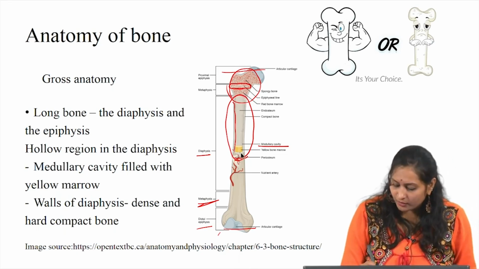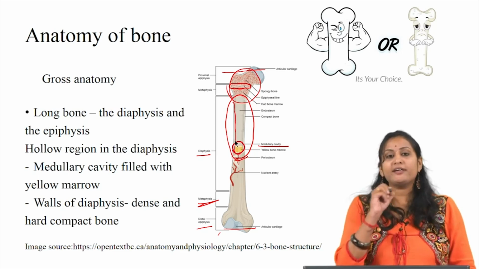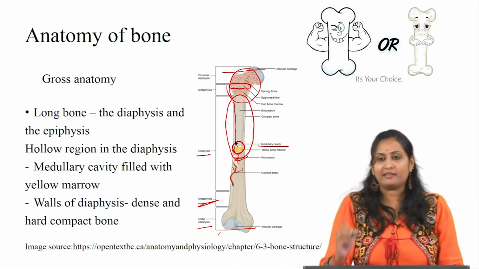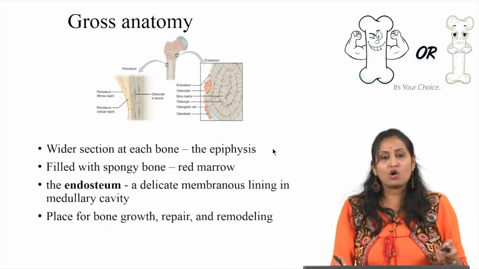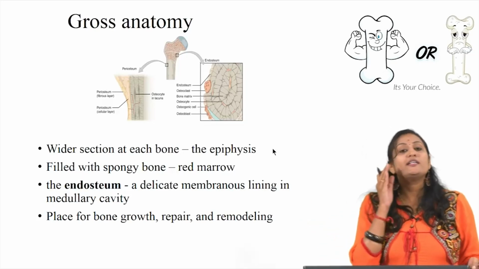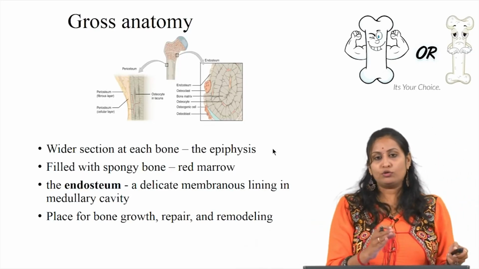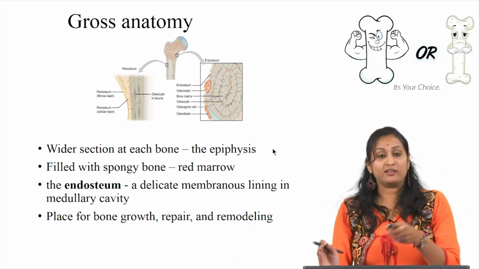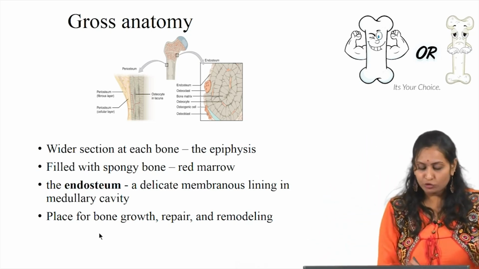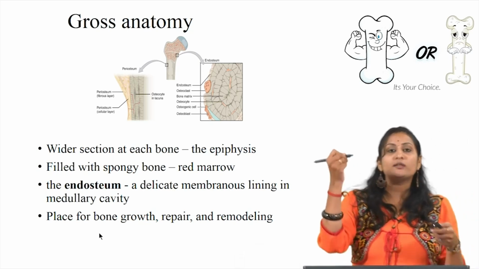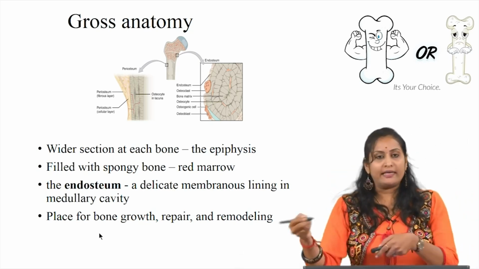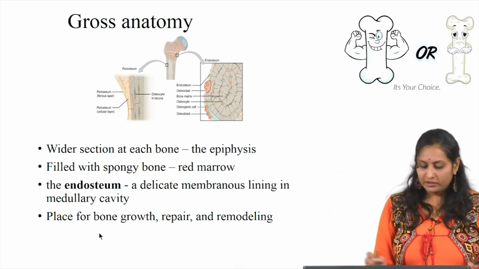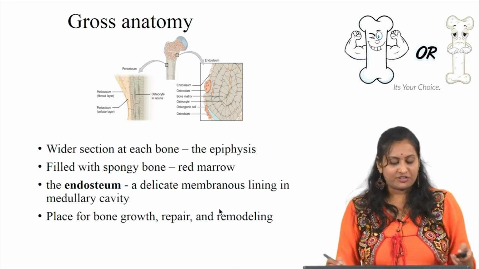The medullary cavity is made up of a delicate membranous lining called the endosteum, where bone growth, repair and remodeling occur. I will explain bone growth, repair and remodeling in detail, along with the cellular components involved, later in this session.